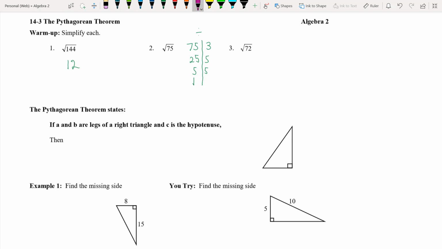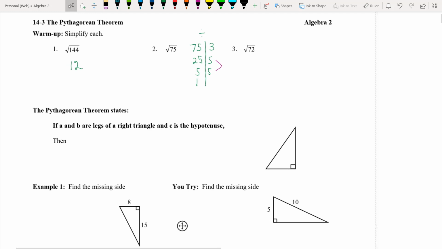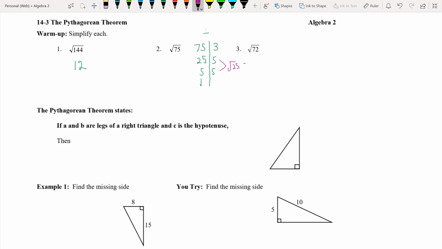Anytime I have a pair of numbers that are the same, think about 5 times 5. If you multiply those back, that would be the square root of 25, which we know is equal to 5. The 3 does not have another number to pair up with, so it's going to go back inside the square root, and my answer would be 5 square root 3.